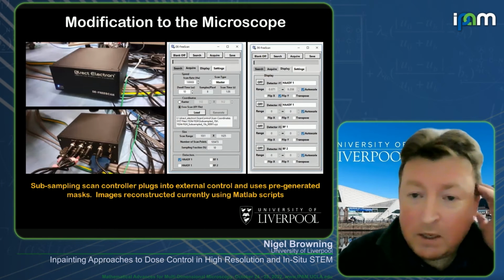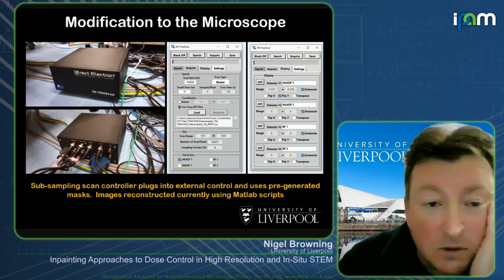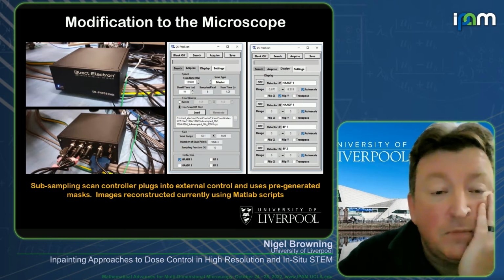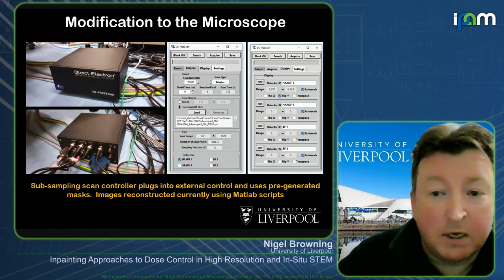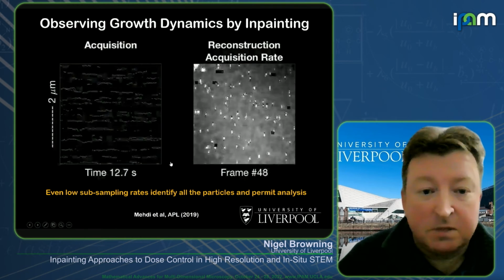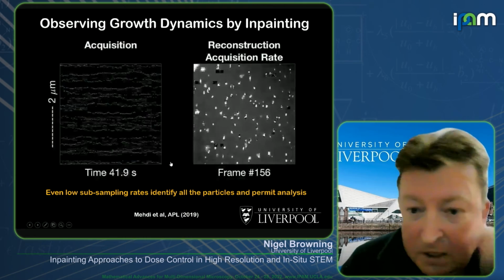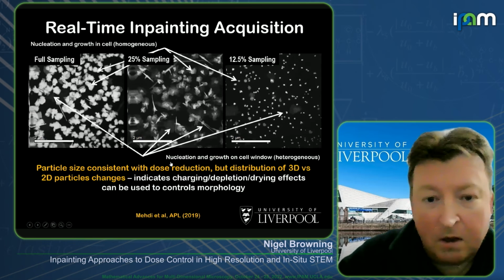Okay, so the way that we do this in practice is we can put this box. This plugs into an external port on a microscope. Every microscope has an external port used to control EDS detectors. So you can plug it in. This one comes from Direct Electron. Here's an example of an in-situ experiment. We took 3% of the data, and the bit on the right-hand side was the reconstruction.